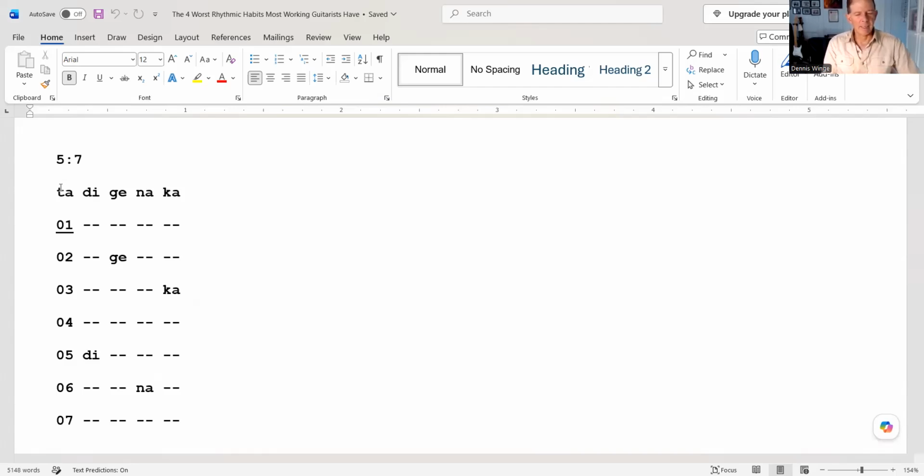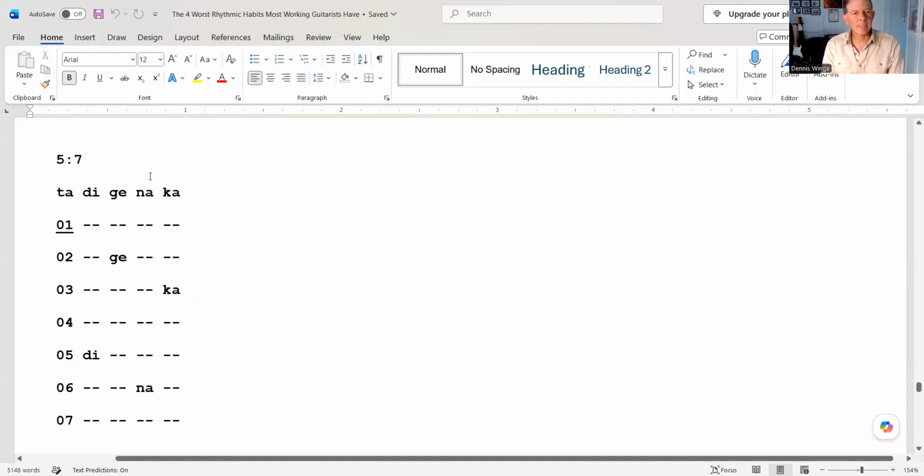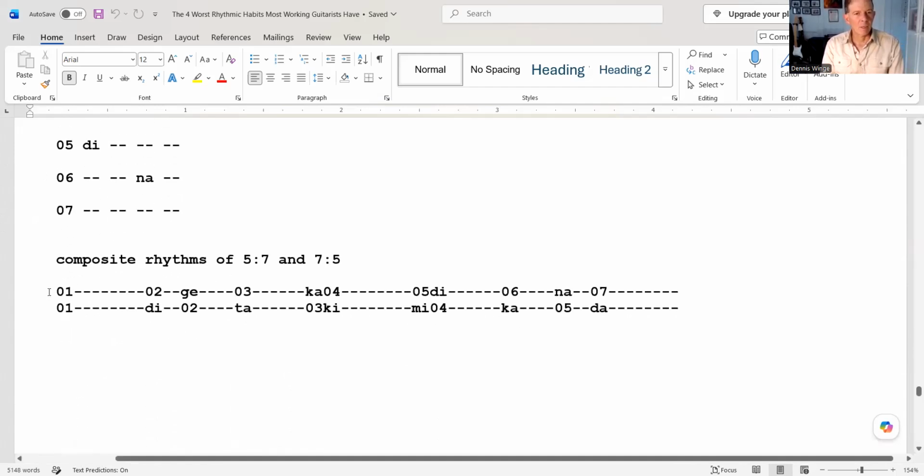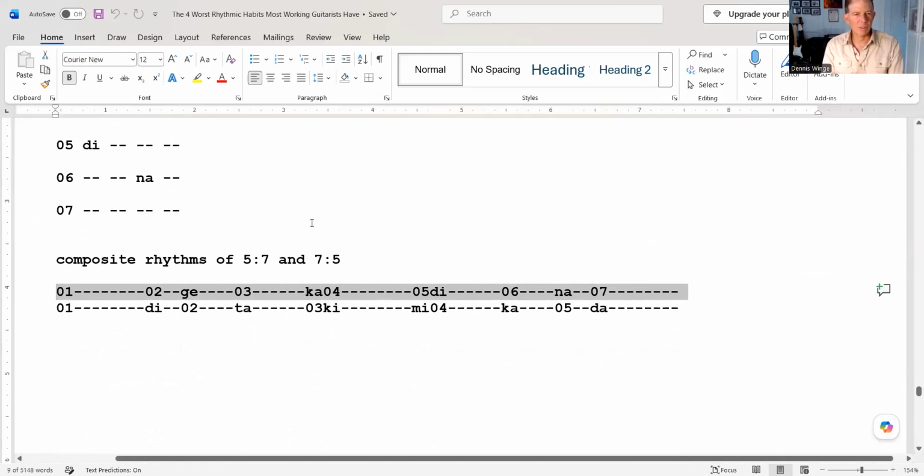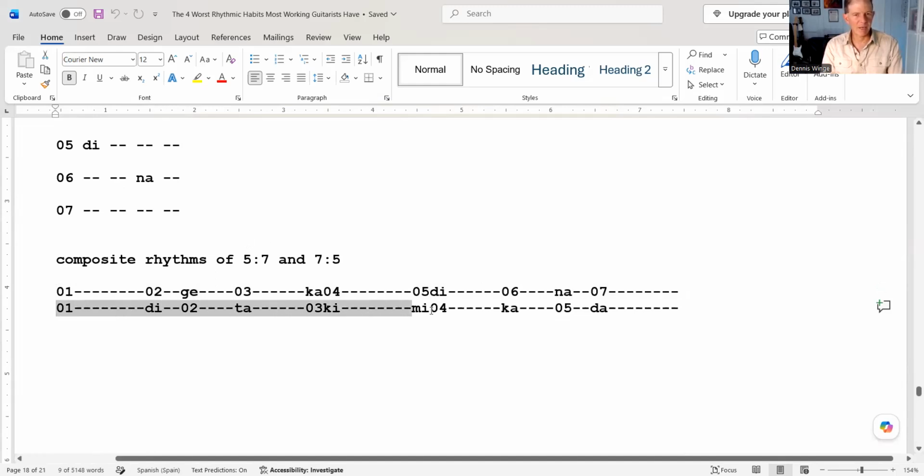And if you look at that linearly, because the 5 is smaller than 7, I like the top line, which is 5 to 7, as opposed to breaking up 5 beats into 7 parts. But again, we're going to do both. And so here's what it sounds like.